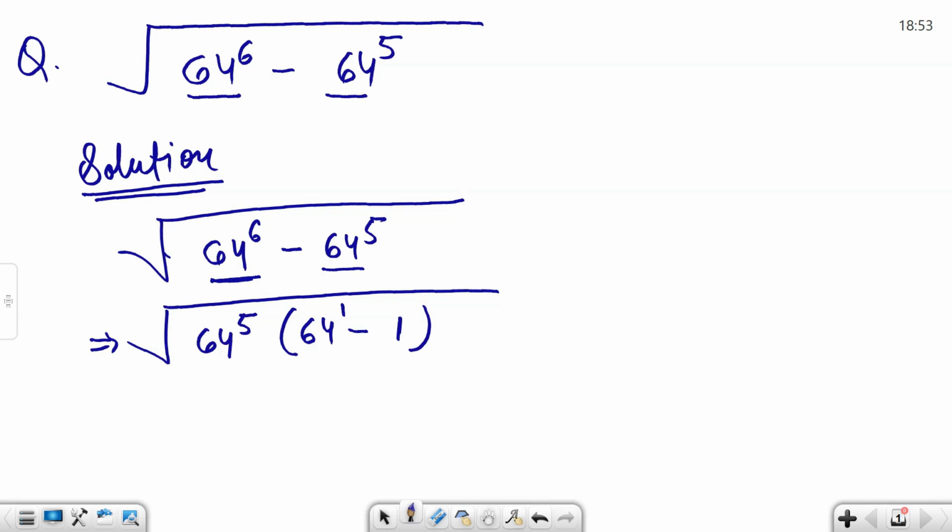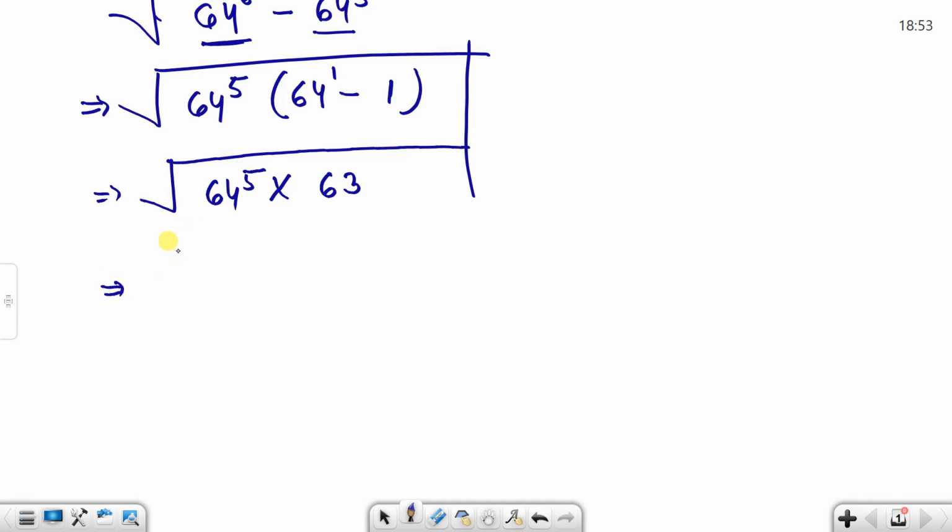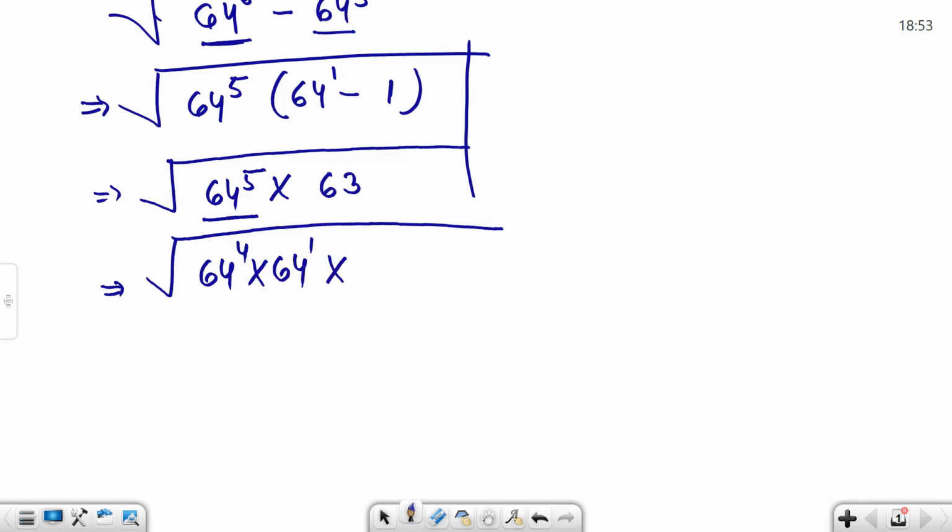Now, under root, after 64 to the power of 5, here we'll have 64 minus 1, so that will be 63. Under root, we'll write 64 to the power of 5 as 64 to the power of 4, times 64 to the power of 1, multiplied by 63.